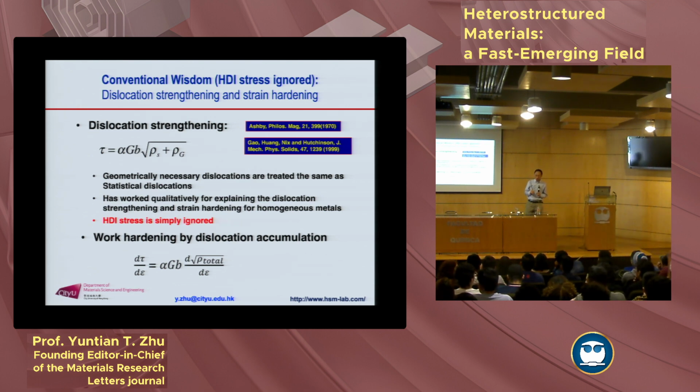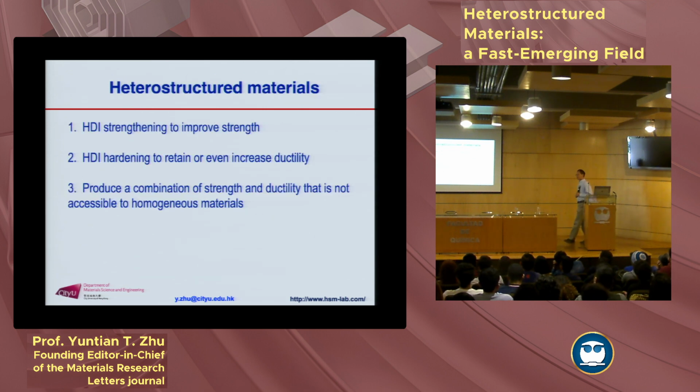Ignored because for conventional materials, the effect from GND is relatively small. Our material science in metallurgy is not an exact science. So people do hand waving, you know, it's okay. It explains my data very well, so what's the point? So that's okay. But as I will show you later, for heterostructure, that no longer works.